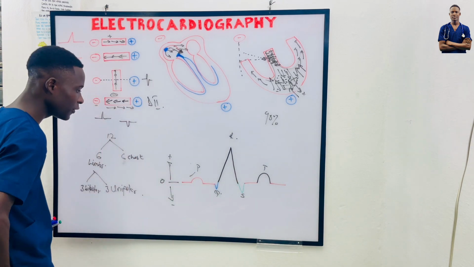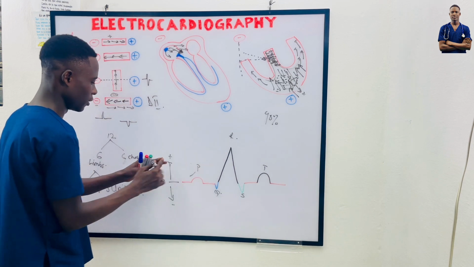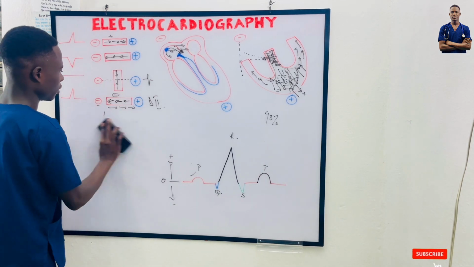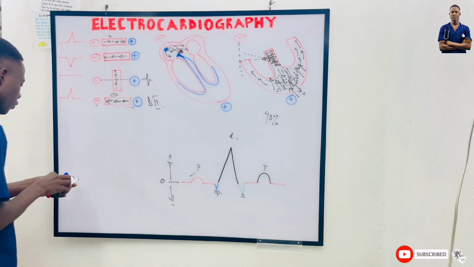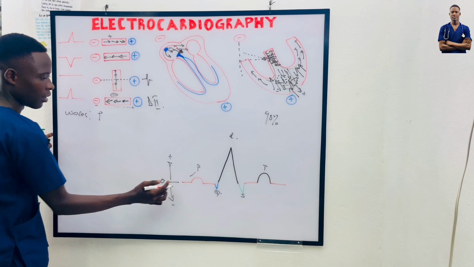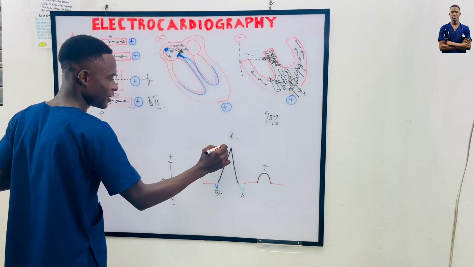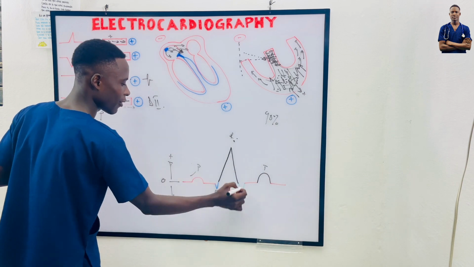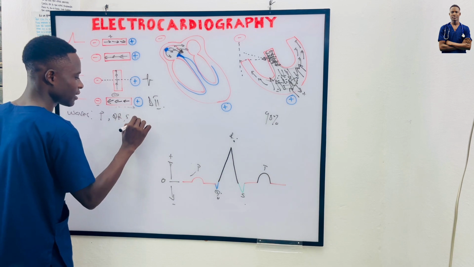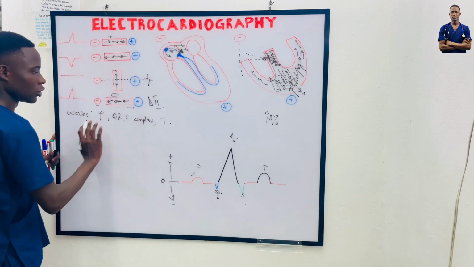Now, if you take this wave, this P wave, let me make this come on over here. So for the waves, we have the P wave, which represents the atrial depolarization. We have the QRS complex, and then we have the T wave.